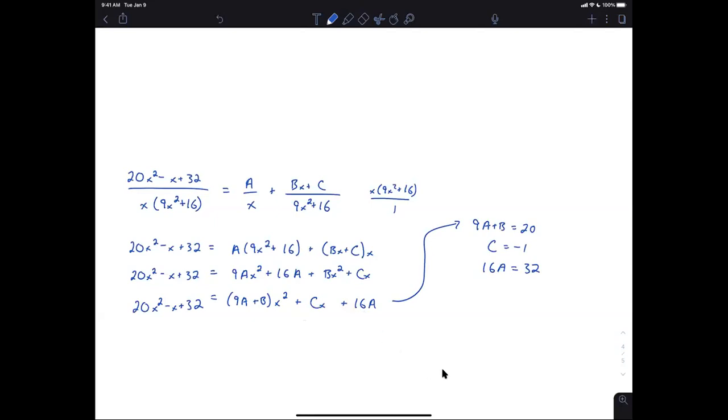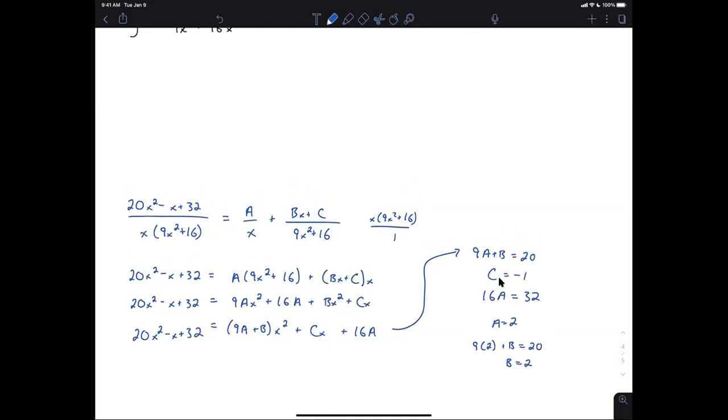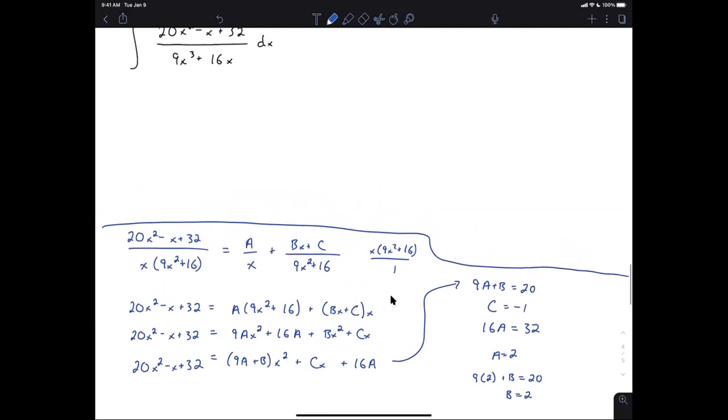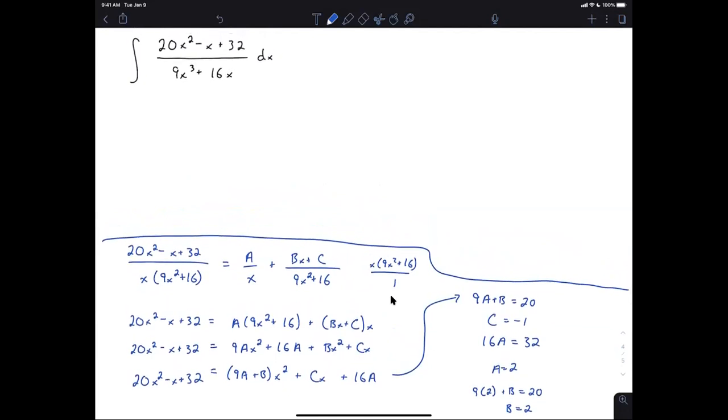Now this part's a little bit easier on this one because we already have C. A we can immediately get is 2. And then we can plug that into the first equation. And then we get B is 2 because we subtract the 18 over. And now I should have left way more room for this integral. So that part's a little bit easier actually, but the other part is not. The integral's harder. So now we're going to rewrite this as the integral of a over x, so that's 2 over x, plus bx plus c, so 2x minus 1 over 9x squared plus 16. All right, questions to there? Is everybody good?